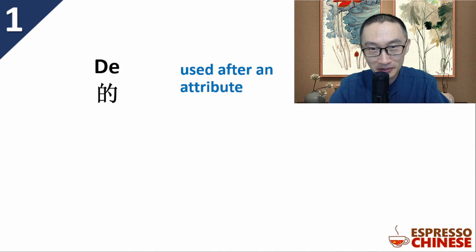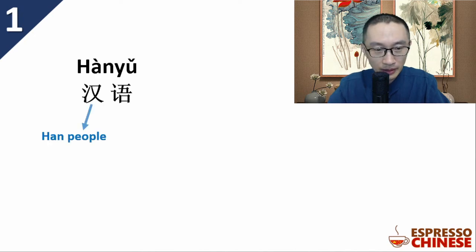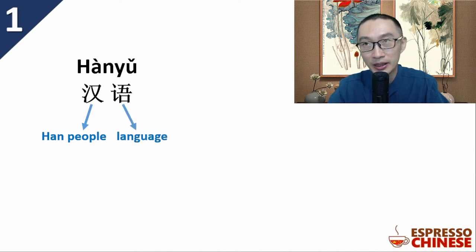Great. Let's continue. 汉语. Han is Han people. You know, in China, you may know, you may not know, we have 56 different nationalities. Han people are the biggest one. Han people make up over 80% of the population. So actually what you're learning is not minority people's language, you're learning Han people's language. That's why people call this language Han people's language. Han is Han people. Yu, language. Hanyu, Han people's language.